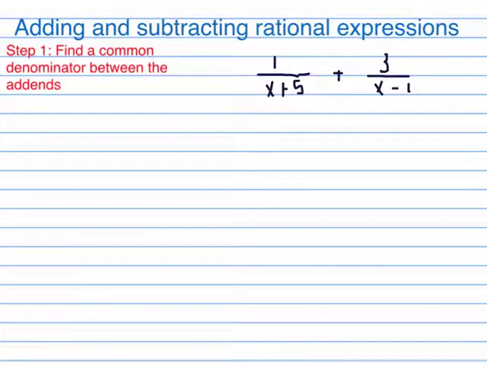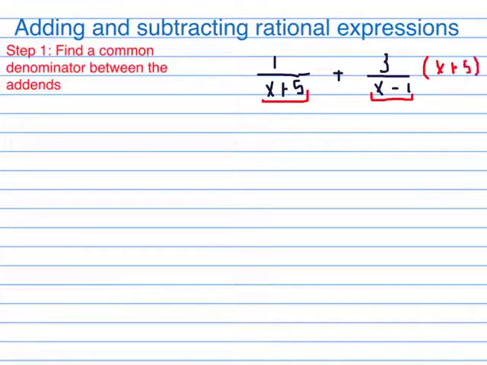Alright, so step 1 is we are going to find a common denominator between the two addends. So I have here x plus 5 in my denominator here, and I have x minus 1 in my denominator there. I need those to balance each other out. So in order to add fractions, the denominators have to be the same. That is one of the most important things of adding fractions, is getting those denominators the same. So if I were to go and balance these out, the right side here needs an x plus 5.